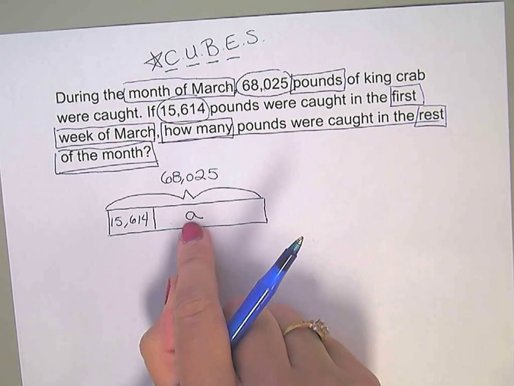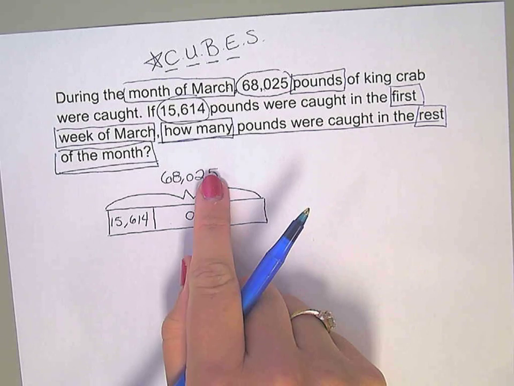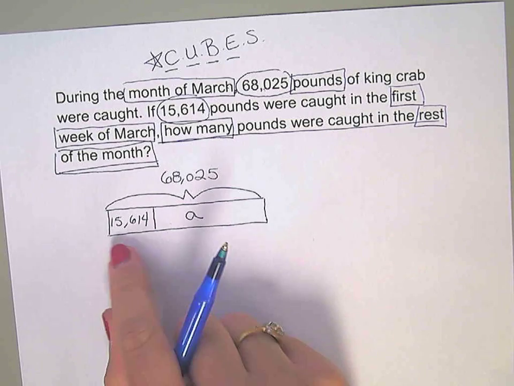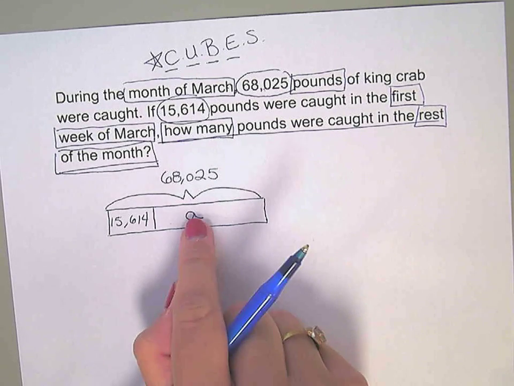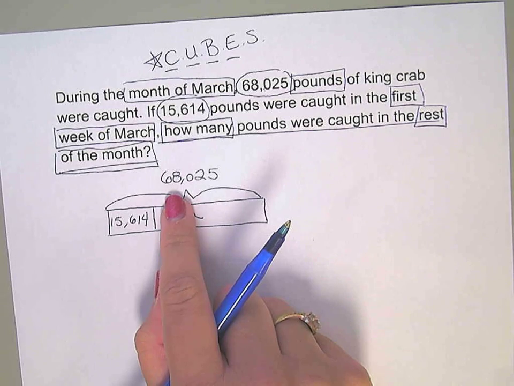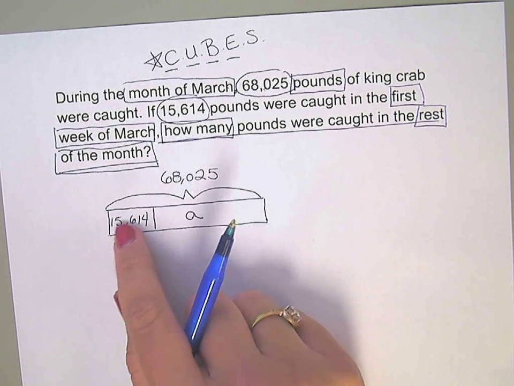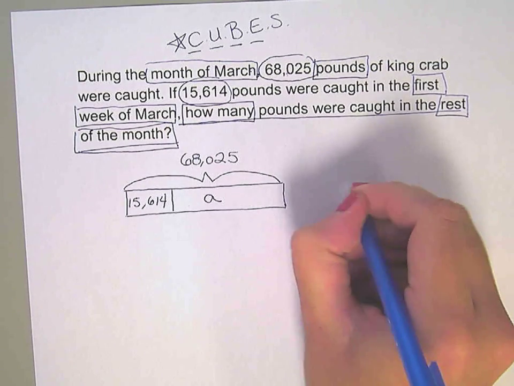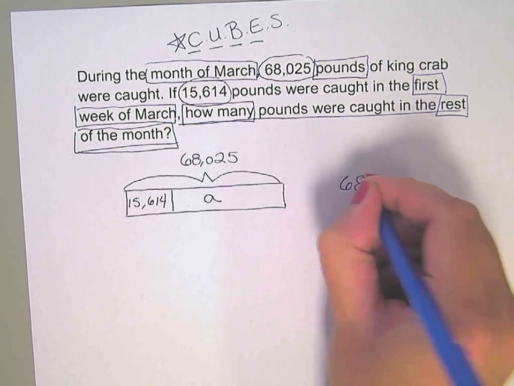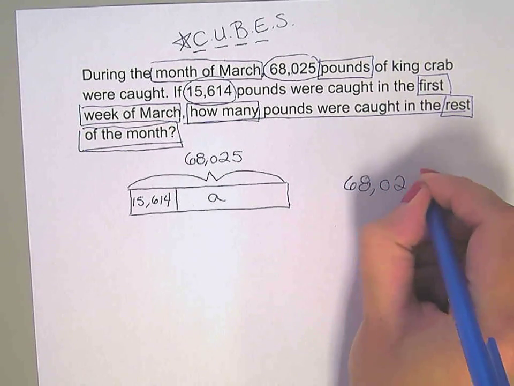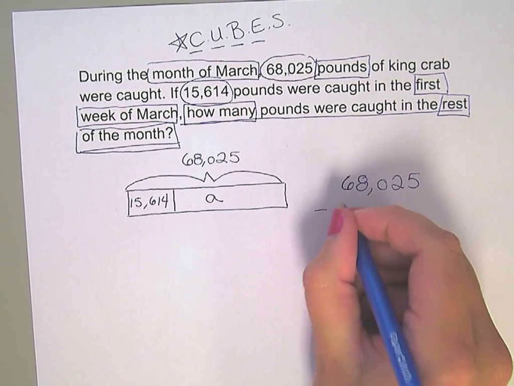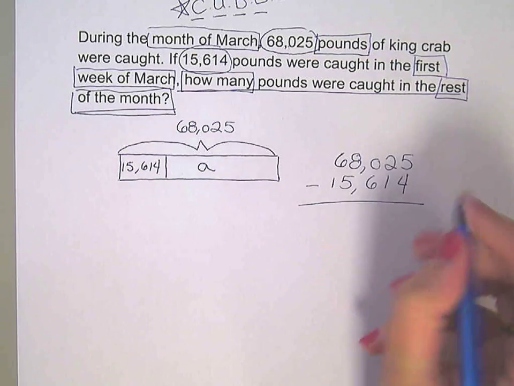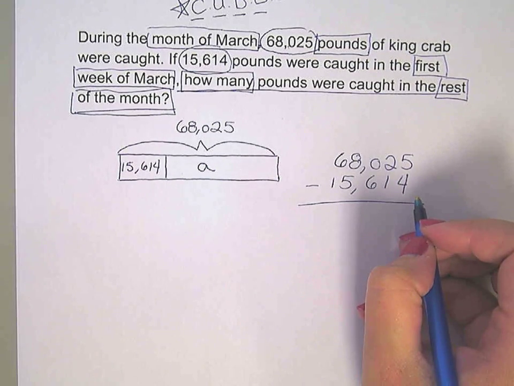Okay? If I have a missing part, I probably need to subtract from my whole in order to figure out how much more to get there. Usually you might say 15,614 plus what would get you to your total. Another way to think about that is take your total, subtract your small part to get your last part. Okay? So here's what I'm going to do. I'm going to set this up as a subtraction problem. Take my bigger number on top, always. Subtract my smaller, lining up my place values. Okay? Lined up my place values. Now I get to subtract.